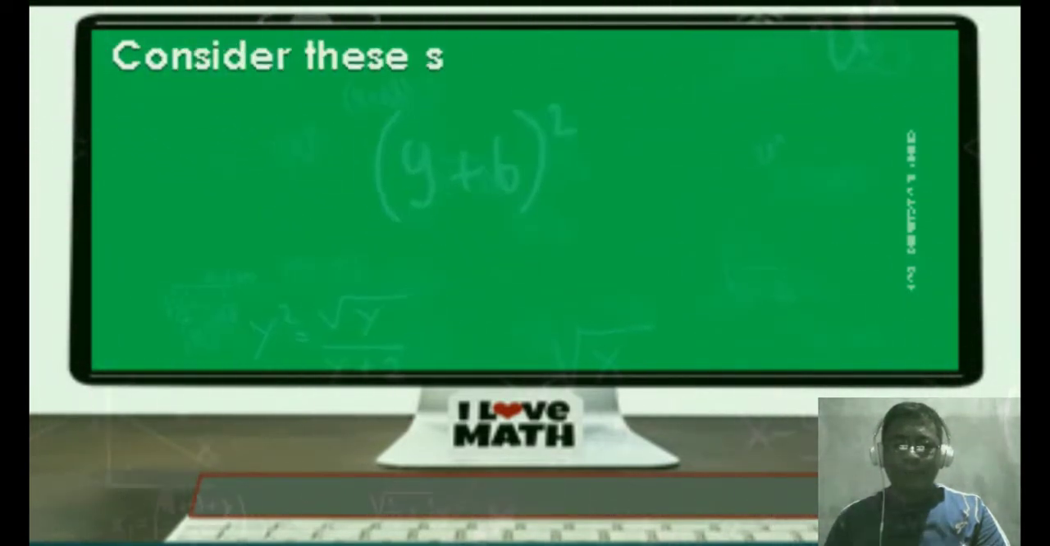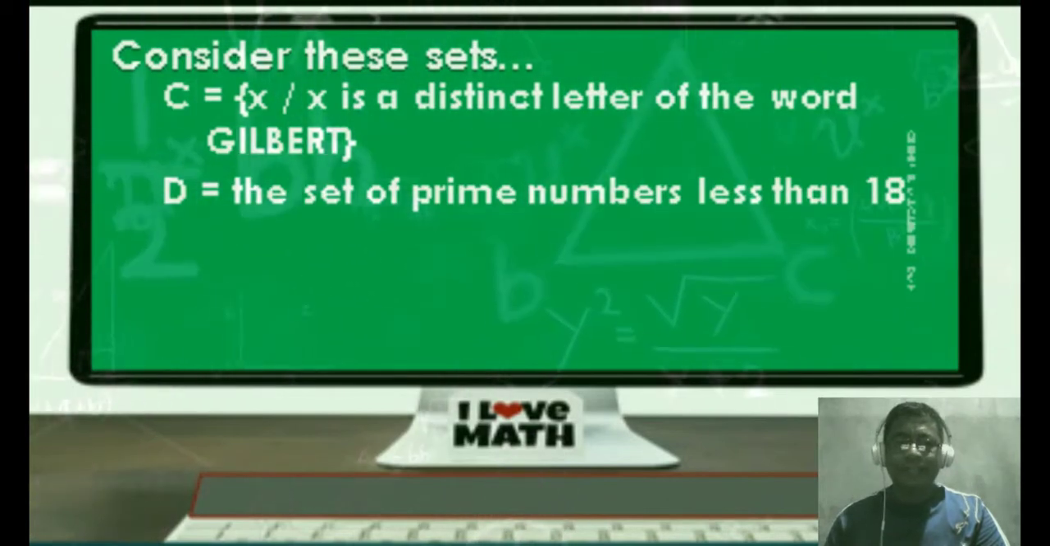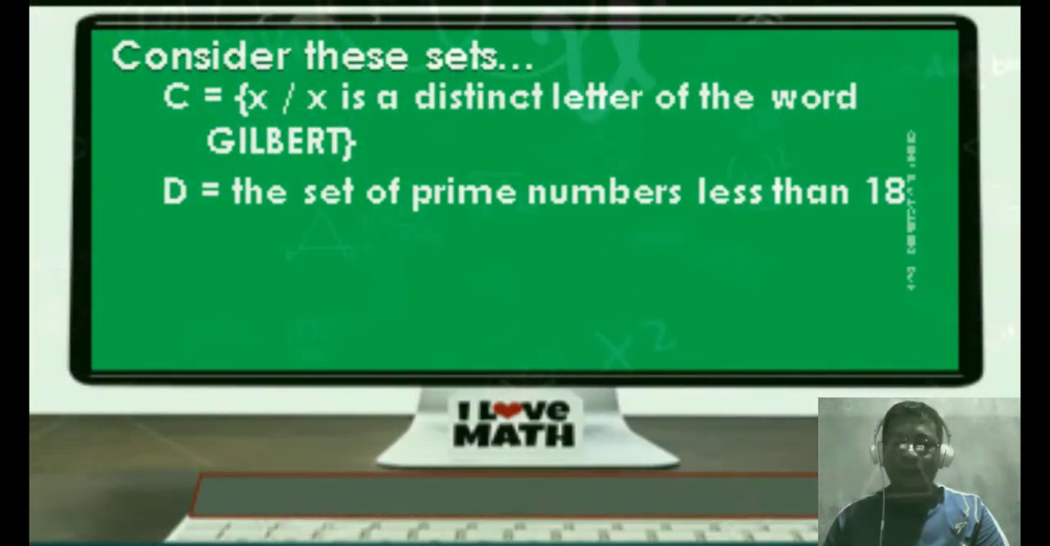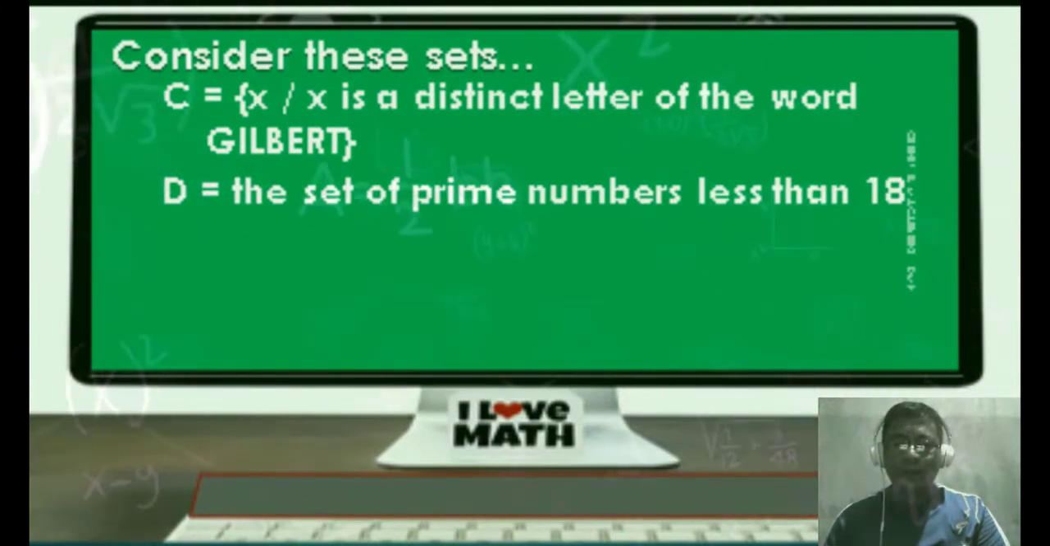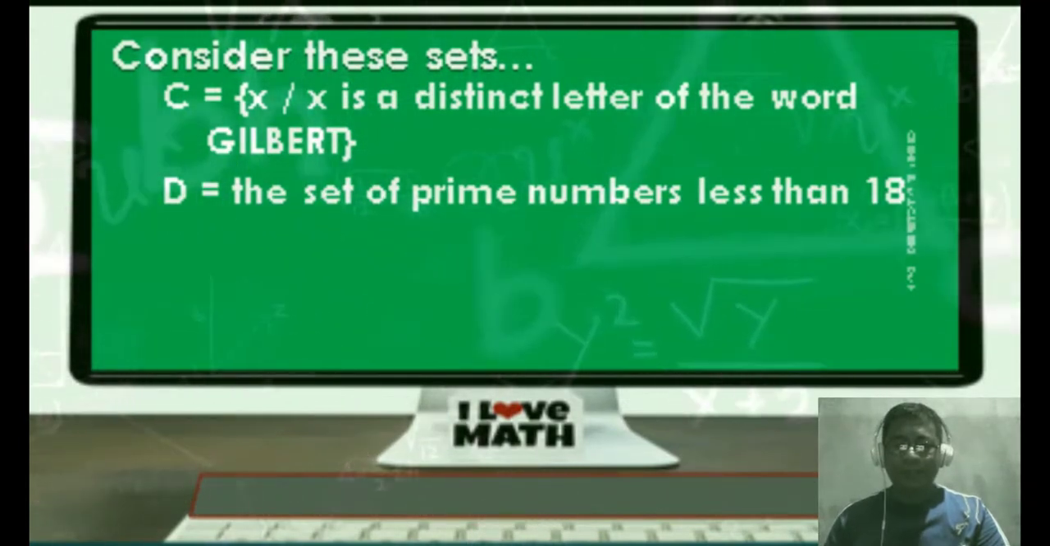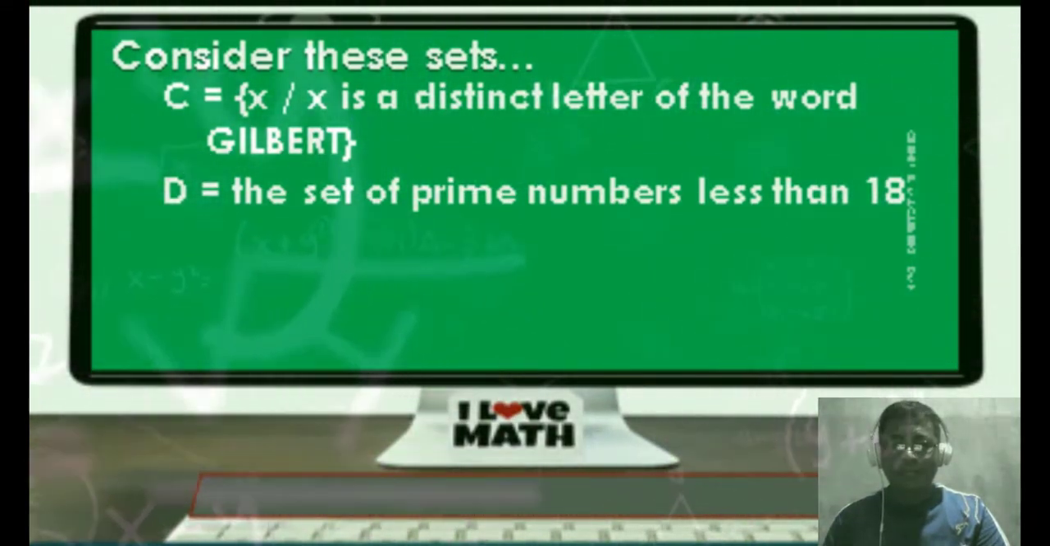Consider again another pair of sets. We have here set C and set D. Set C is equal to the set of x such that x is a distinct letter of the word Gilbert. Set D is equal to the set of prime numbers less than 18. Take a closer look at the number of elements of set C. That's right, we have 7 elements, while set D also has 7 elements, which are 1, 3, 5, 7, 11, 13, and 17, the prime numbers less than 18.